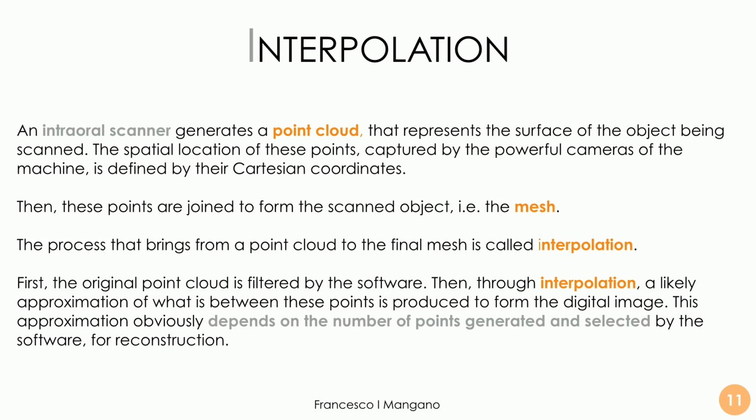So basically, the points that make the point cloud are joined together to form the scanned object, the mesh. The process that brings from a point cloud to the final mesh is called interpolation. And of course the software is the key element in this. And we need to remember that the mesh is always an approximation of the surface of the real object. Anyway, it's very important to have an approximation that is true, precise, and also, if possible, to have an adequate resolution of acquisition in order to discriminate among different structures.